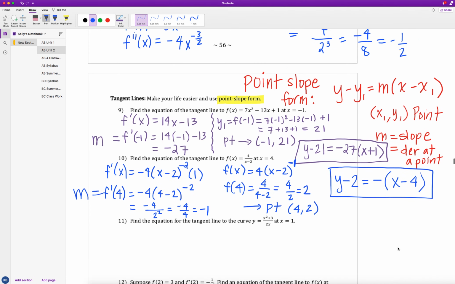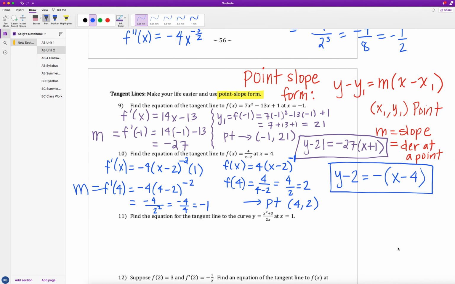Okay, to look at example 11. Example 11 here says find the equation for the tangent line to the curve y equals x squared plus 3 all over 2x at x equals negative 1. So again, I have a rational function here as my original function. Before in example 10, the reason I wanted to rewrite it was the numerator was just a constant. So instead of doing a quotient rule, a chain rule here would be a lot easier.